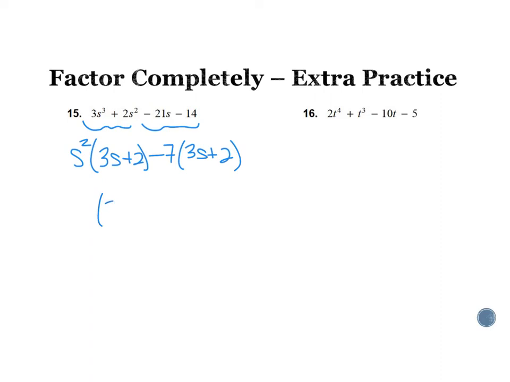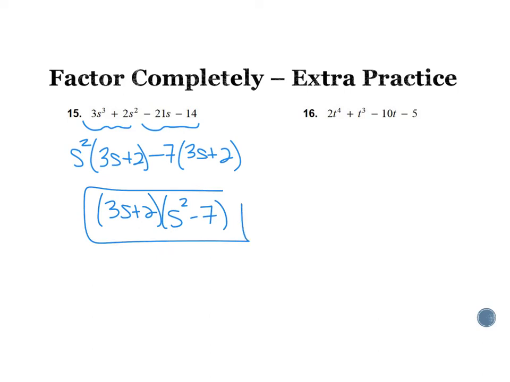We're going to factor that out to the front. You just pull it once out to the front. Don't pull it out twice. Like GCFs, you just pull out once. And then what's left is s squared minus 7. Okay, why don't you try number 16?